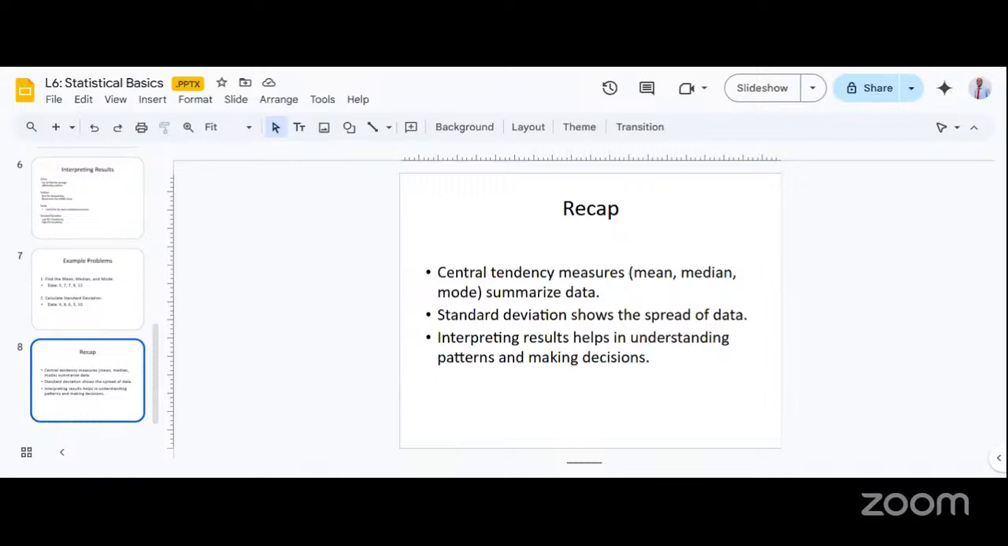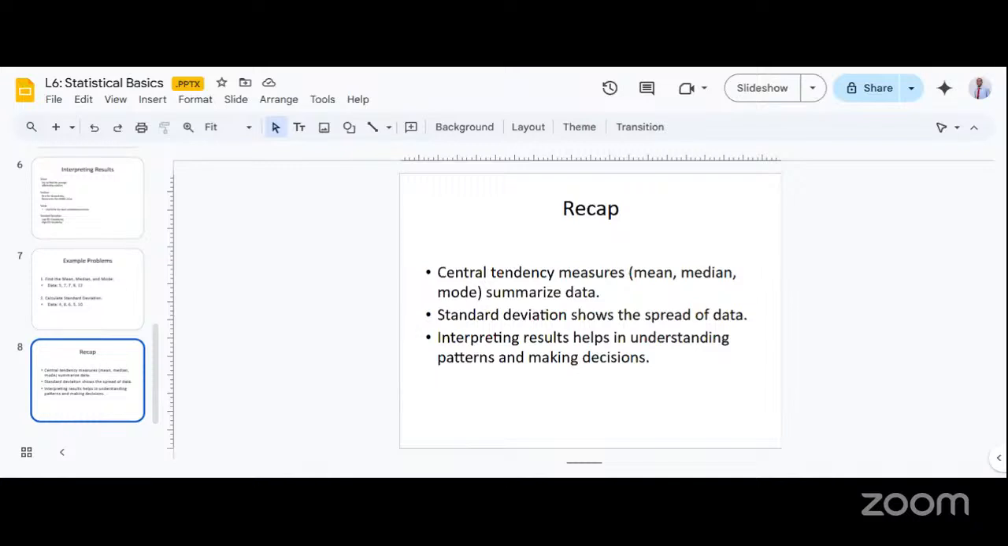So remember, central tendency uses measures like mean, median, and mode to summarize data. Then standard deviation shows the spread of data. So it shows the spread of data against the mean. It shows you how varied the data can be.